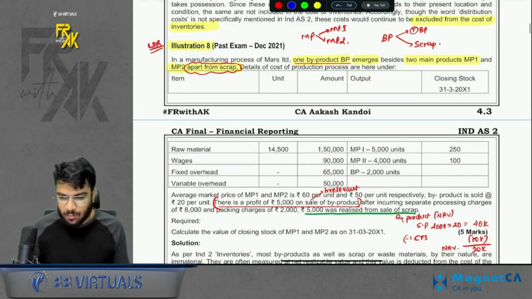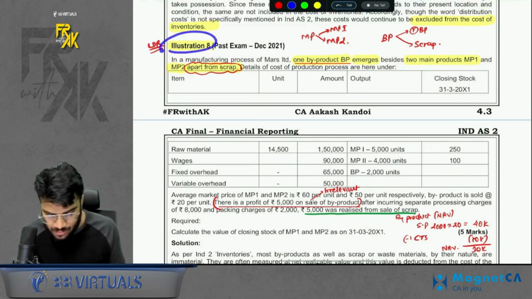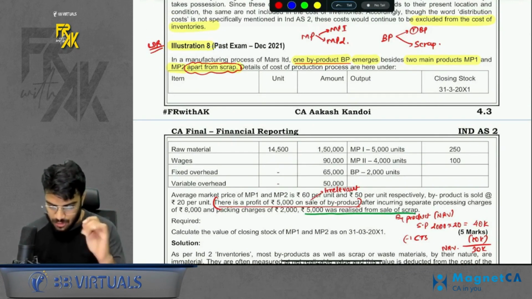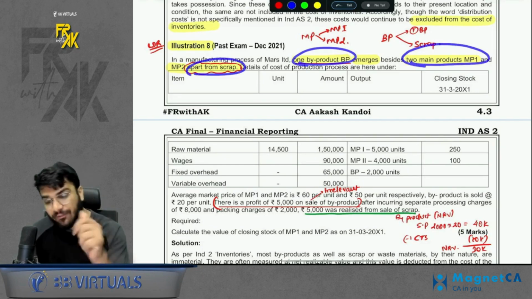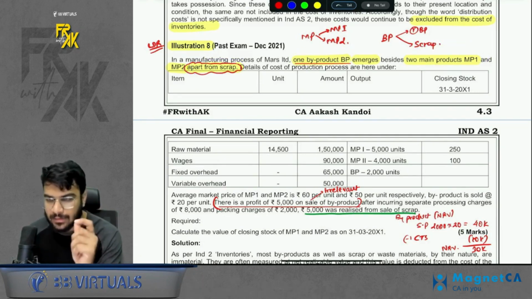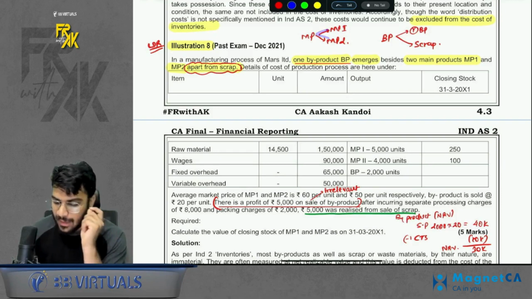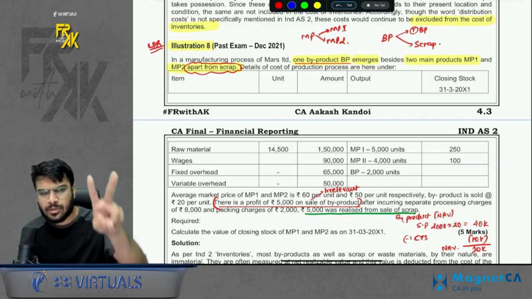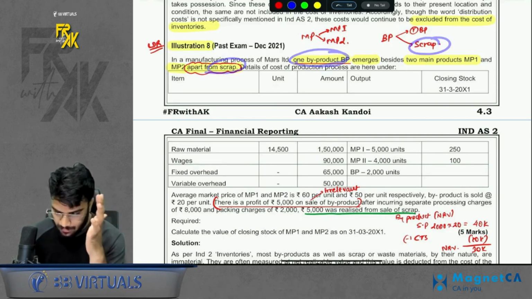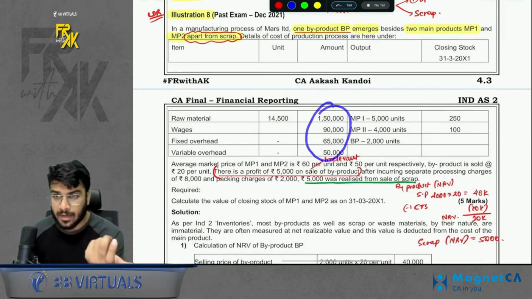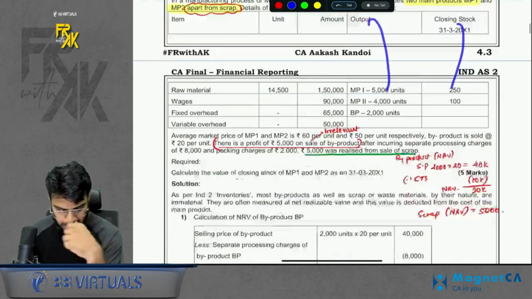Chalo. The first most important question of Ind AS 2 is Illustration number 8. What is there in this question? It says that we have one byproduct and 2 main products apart from scrap. So the hint in this question was we have 2 main products and ideally we have 2 byproducts also. Sir, how come? 1 byproduct and 1 scrap. Scrap is also a byproduct only. Do remember that. Then whatever cost to incur is given, your output is given, stock units are given.